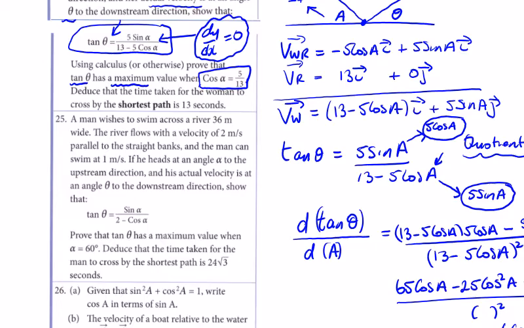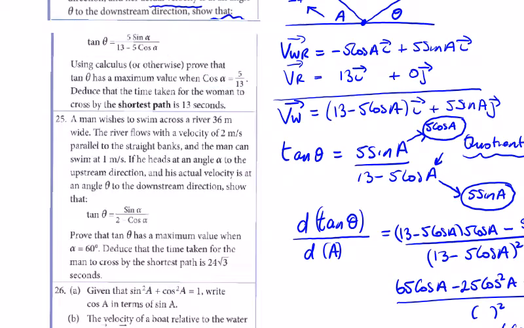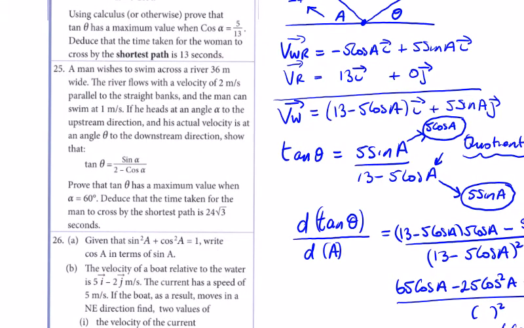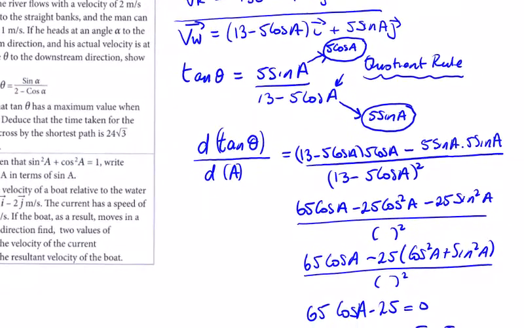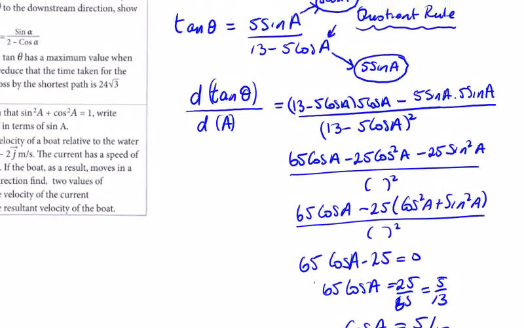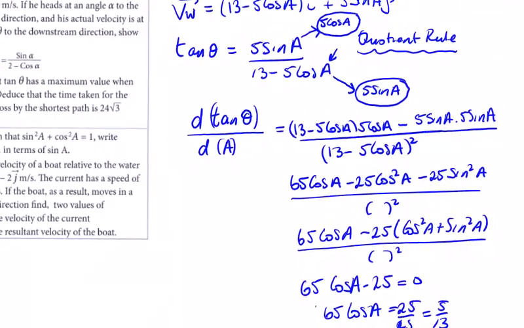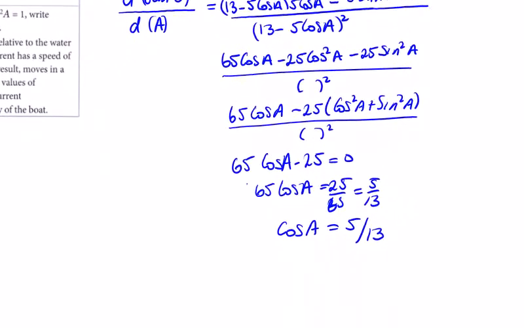And deduce that the time taken for the woman to cross by the shortest path is 13 seconds. Well, we can say that the shortest path is where theta is a maximum, and we have theta as a maximum here, where cos alpha is 5 over 13. What are we asked to show? The time taken is 13 seconds. So if cos alpha is 5 over 13, using adjacent over hypotenuse, sine alpha is 12 over 13. So that's my j direction.